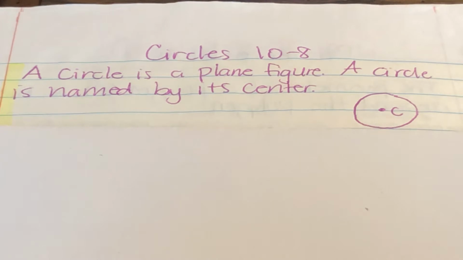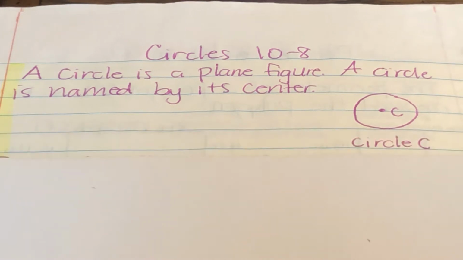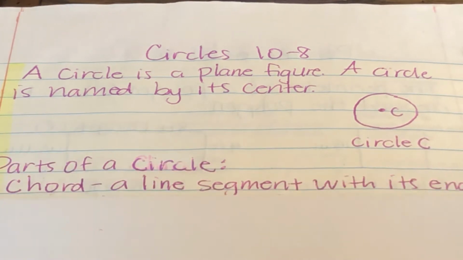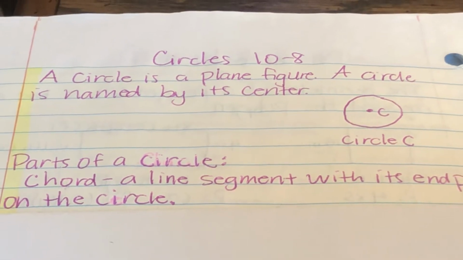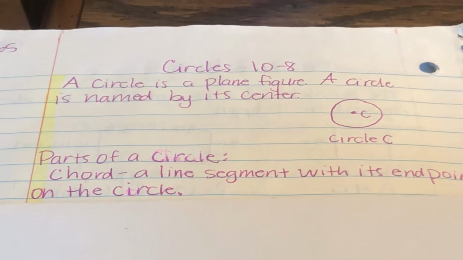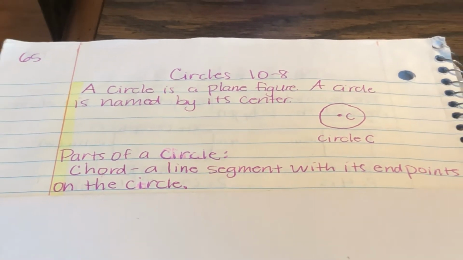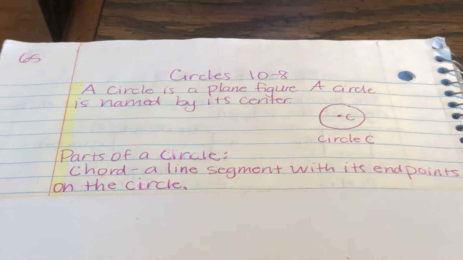Now, there are a lot of different parts of a circle, and they all have special names. So we're going to go through and talk about the different parts of a circle. The first part is called a chord. A chord is a line segment with its endpoints on the circle. They have to be on the circle for it to be a chord. A line segment with its endpoints on the circle.